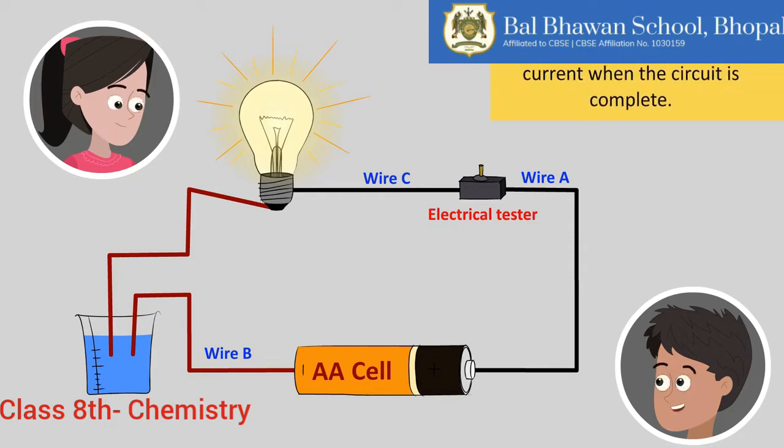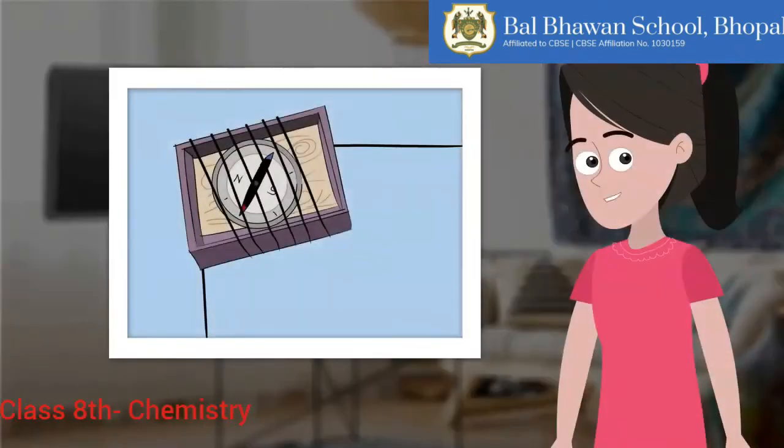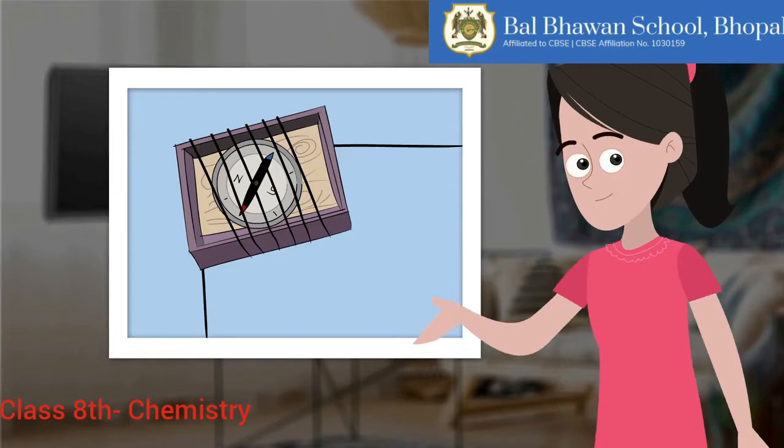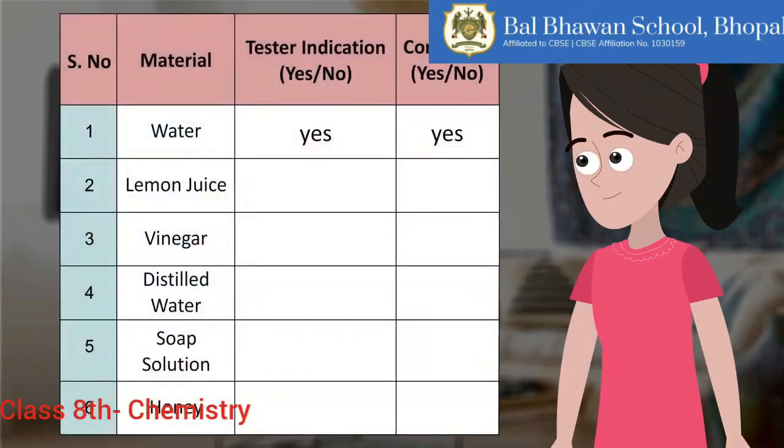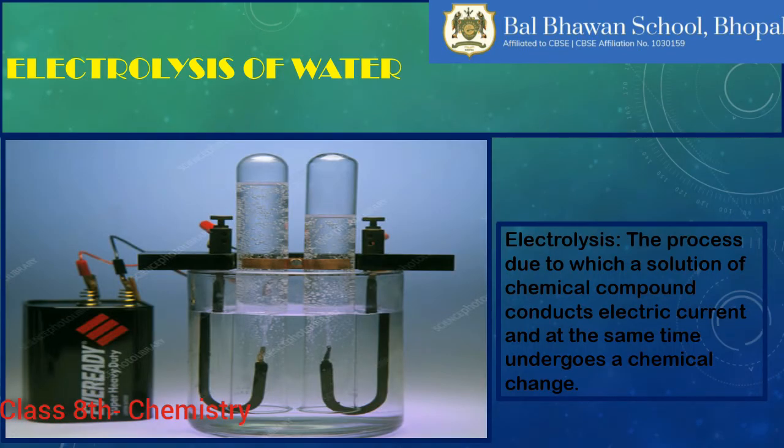But if we try the same with distilled water, the bulb will not glow because distilled water is a poor conductor of electricity. Children, instead of this bulb, we can also use a magnetic needle, which I have already explained to you in my earlier class. Because this LED bulb or this magnetic needle can detect weak current also. And as you have seen, all the materials which we have used are not very strong conductors of electricity. Now we can classify all these materials into electrolyte and non-electrolyte.